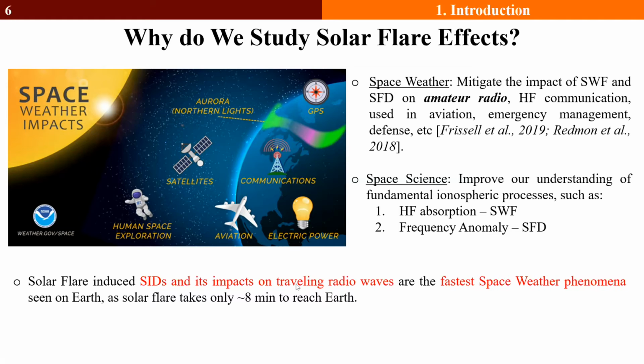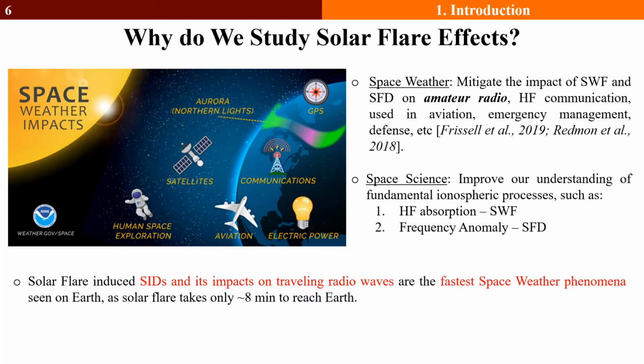And the most important reason, I feel, is that it is the fastest space weather manifestation of the solar flare. If you think about it, it's like a laser beam coming from the sun, and it creates an intense radiation which travels at the speed of light and reaches the Earth. So it's the fastest possible space weather phenomenon. So that's why we study it. I think I motivated you enough to do this study.